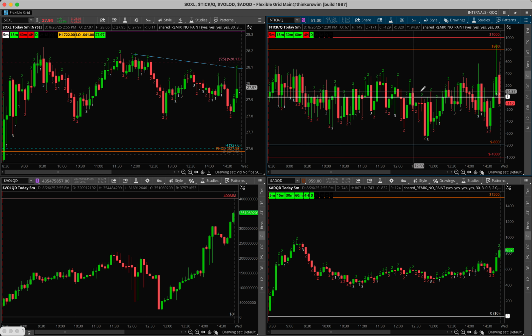Another reason you want to use internals is that it's just another tool in your tool chest. Then after the sideways price action, the vol QD, out of ADQD and vol QD, moves quicker than ADQD. Tick is always going to move fast. That's just how many stocks are ticking up versus ticking down.